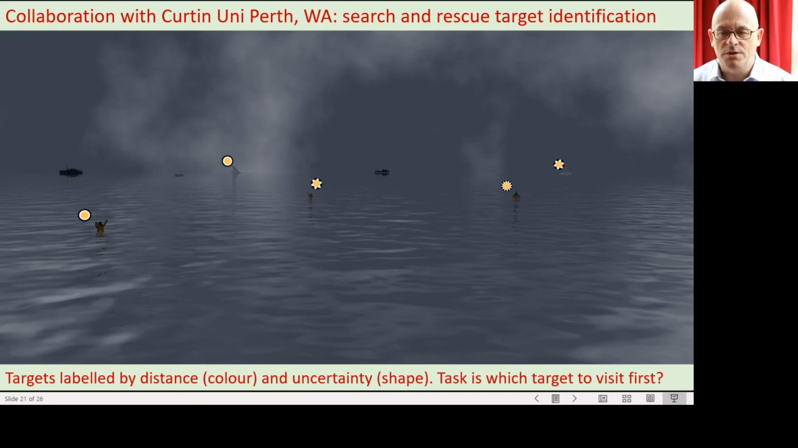This is a mock-up of a search and rescue task where targets have been labelled with distance and certainty of them being human targets. And a search and rescue commander needs to decide which one to visit first. So we're going to try and test out a decision process in this environment.